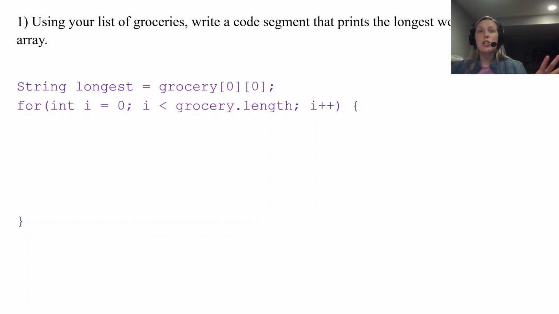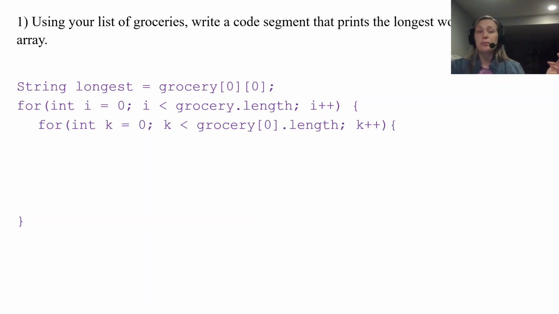I don't need to go through in a specific way. So I'm just going to do row major because of that. So my outer loop is going to control my rows, so I less than grocery.length. My inner loop is going to control my columns, so I've got grocery[0].length.